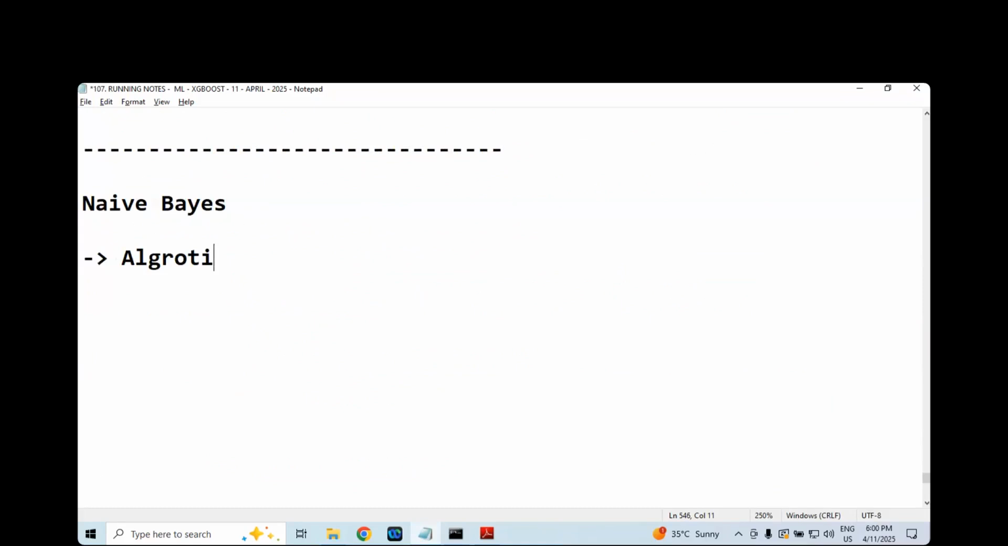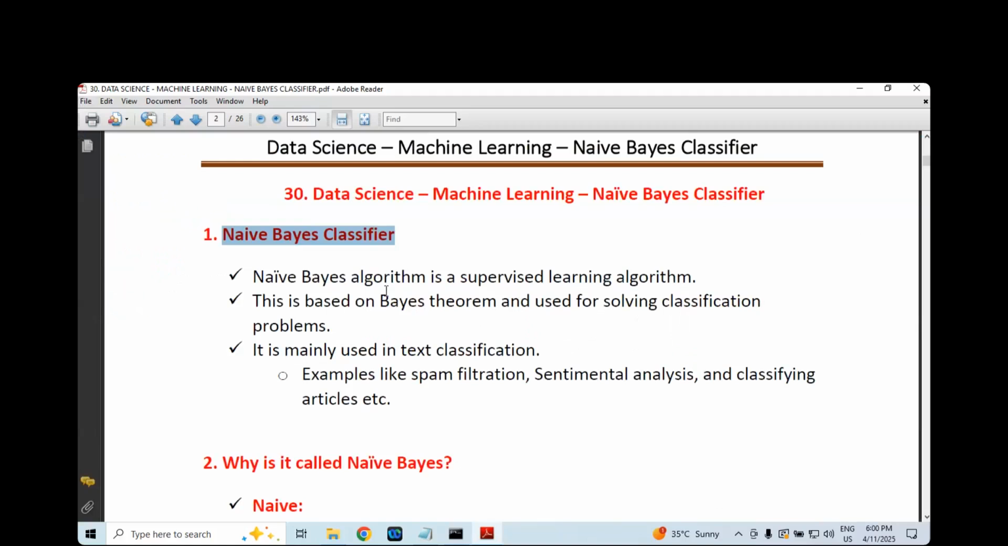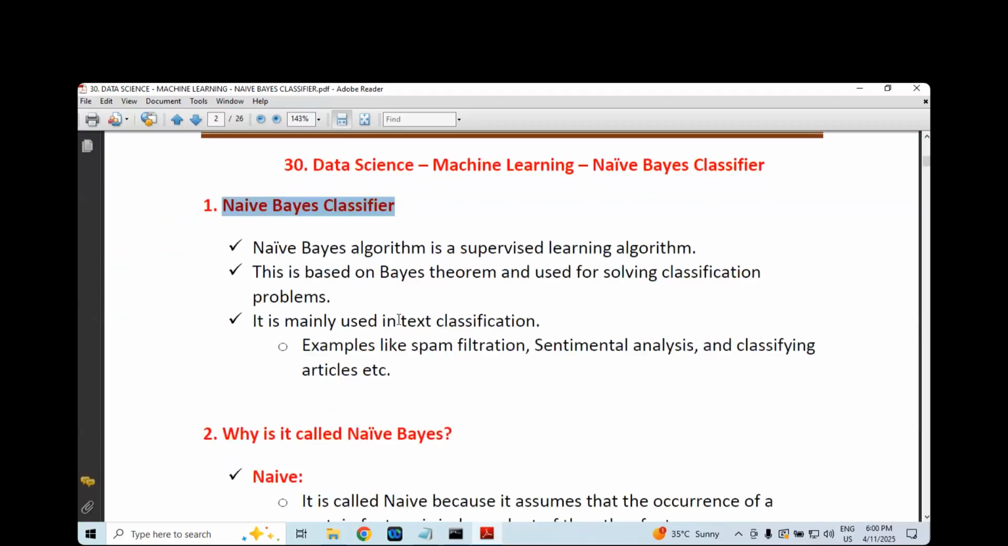It is an algorithm. What type of algorithm? What type of supervised learning? Means features plus input and output. It is mainly used for text classification. Quite interesting, sir. Very good. This is a kind of text classification. What classification? We'll see. Examples are spam filtering, sentiment analysis, and classifying articles.